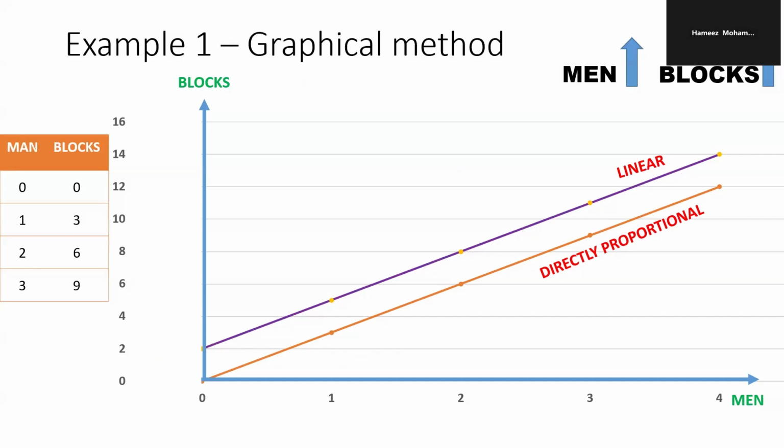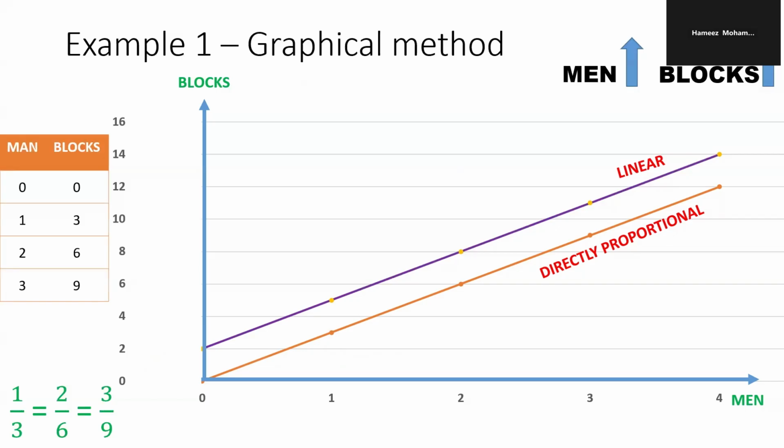And this orange line is also linear, but specifically, we can say it's directly proportional because it's passing through the origin. And if we compare the ratios, when we had 1 man, we required 3 blocks. When we had 2 men, it required 6 blocks. And as such, 3 men requires 9 blocks.